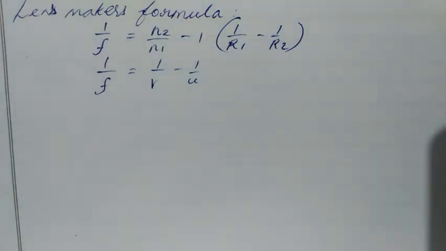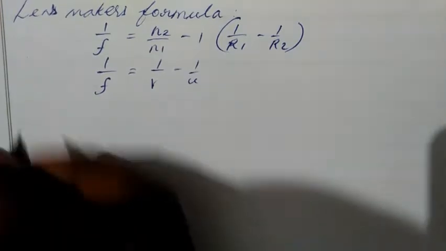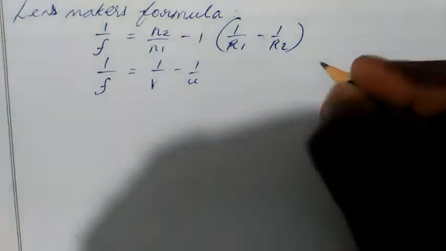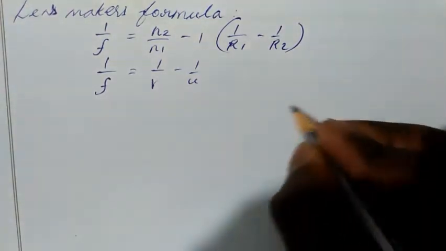In the previous case, while we were studying mirrors, we know the mirror formula, that is 1 by f equal to 1 by v plus 1 by u. For lens we have minus. We will derive an equation to get this value. Let's consider a thin lens. I'm going to draw it here.